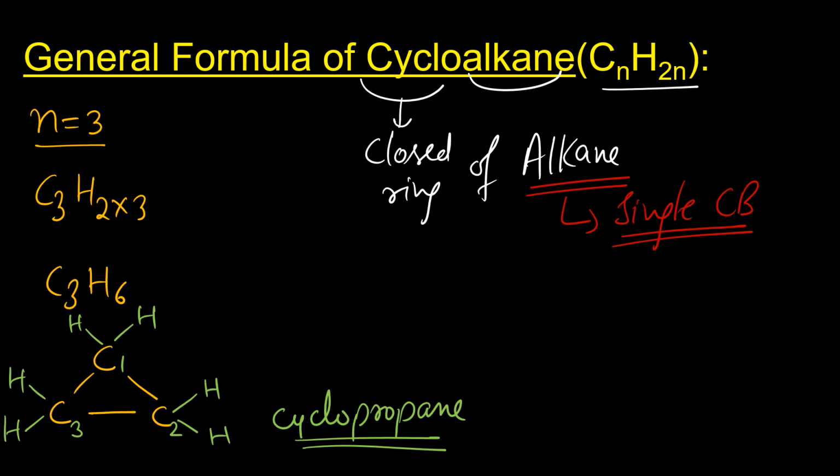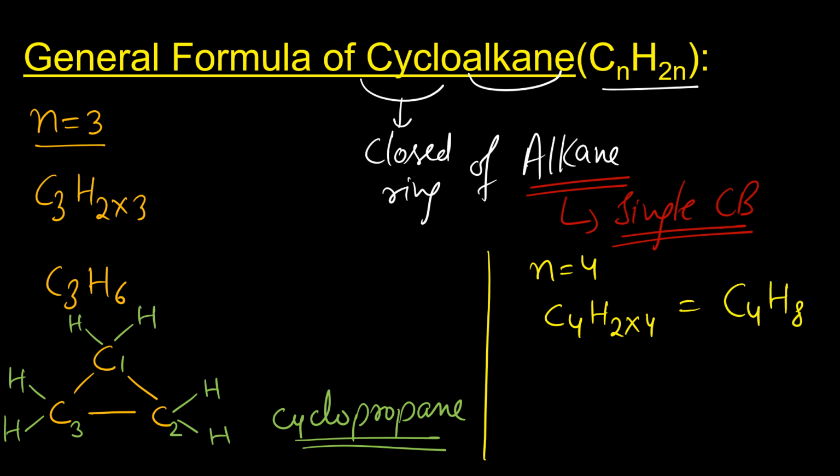Similarly, we can check it for n=4. If I substitute n=4, it's going to be C4H(2 times 4), which gives you C4H8. Now let's draw its structure. It is going to have 4 carbons. Now how many hydrogens with each? We know each carbon has already completed 2 bonds, one here and the other one here. So each carbon is left with 2 bonds that we are going to cover with hydrogen.